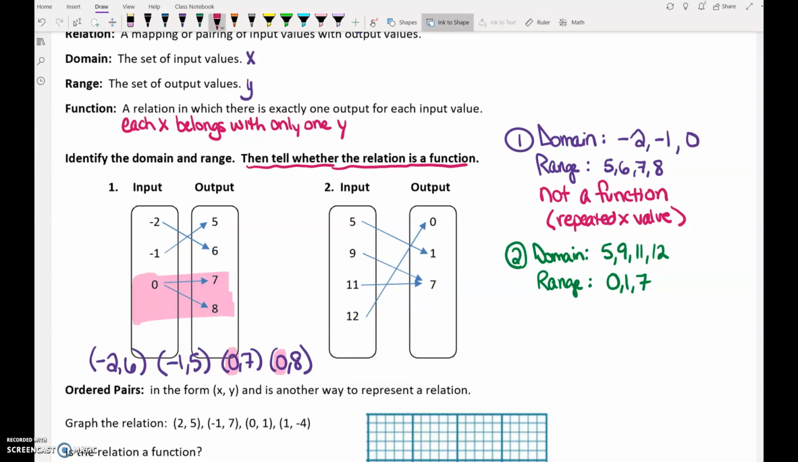Now let's talk about whether or not it is a function. The 5 only goes to 1, 9 only goes to 7, 11 only goes to 7, and 12 only goes to 0. And if you wrote out these points, we've got 5, 1, 9, 7, 11, 7, and 12, 0. So take a look at the x values. Do you see a repeated x value? No. So it is a function.